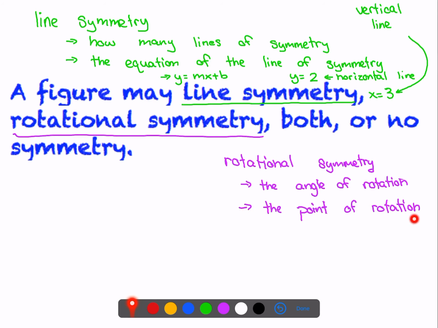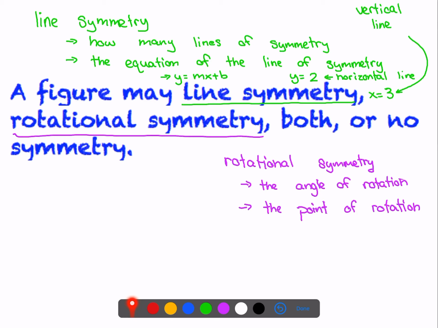At what point are we rotating around? So keep an eye out for both of these during line symmetry and rotational symmetry, and that way you guys are good to go. Now, if it has both, you may need to give the equation of the line and the point of rotation and the angle of rotation and how many lines of symmetry. So again, if it's both, you got to do a bit more work.